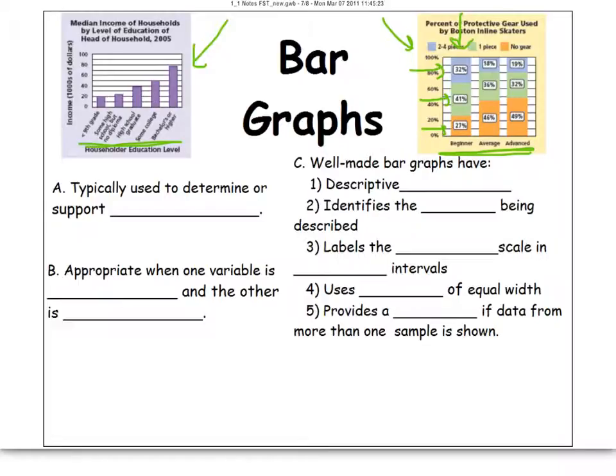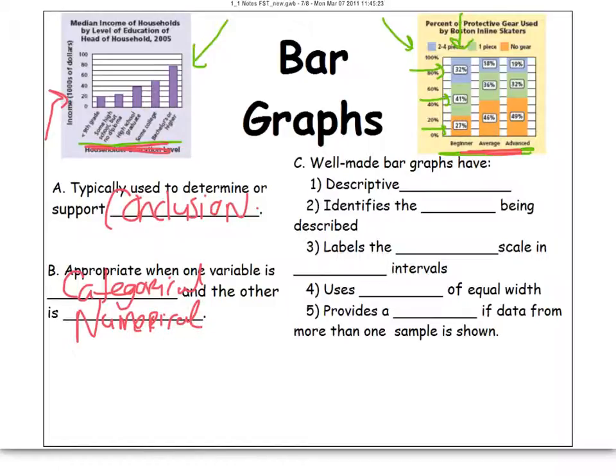So bar graphs are important because they help you to determine or support conclusions. It's a nice way to solidify your answers. They're appropriate to use when one variable is categorical. For example, what is your education level? That's categorical. What is your skating ability? That's a word, it's categorical. But look at the other ones. Here, income is considered numerical. So you'll see bar graphs being used. Again, it tends to be down here on the x-axis is the categorical data, on the y-axis is the numerical.